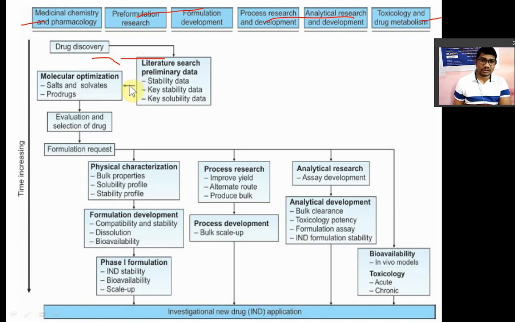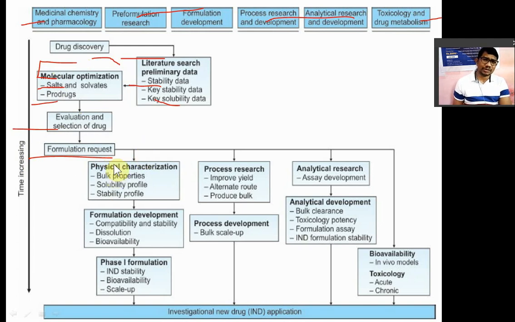Preliminary data, for example solubility data, stability data, etc. Then you can optimize the molecule. Once you have the molecule in your hand, you can optimize it depending upon the required physicochemical properties of the drug. You can develop that molecule in different salt forms, salts of organic acid, inorganic acid. You can make a solvate, hydrate, etc. You can make prodrugs also. Then if you develop prodrugs or solvates, hydrates, you have to evaluate the drug.